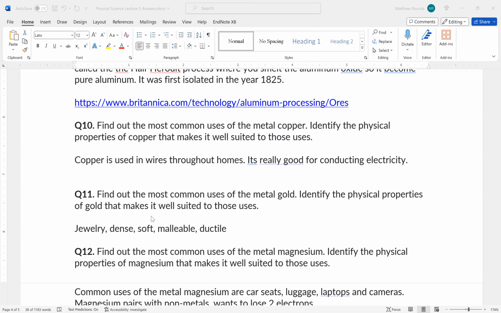I found a link explaining why, for our answer, you know how we said copper is used in wires throughout homes and stuff? I found a link that explains why it's good for that. So we could use that. Yeah, that's good enough. There we go. All right, that's fine.